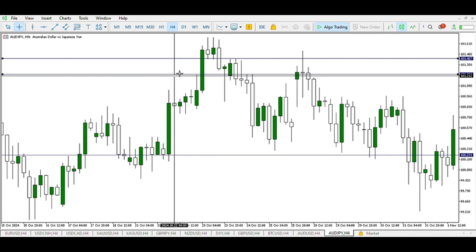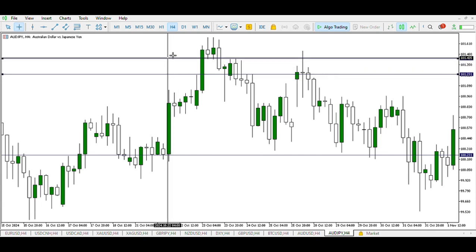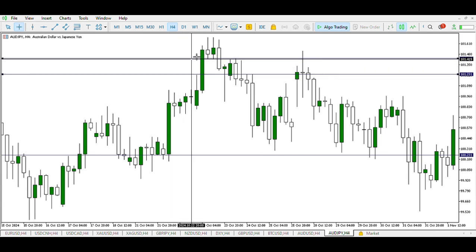So where do we set our stop loss? We set our stop loss above the bearish engulfing candle, slightly above or above.